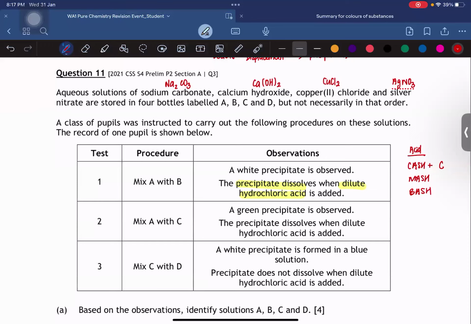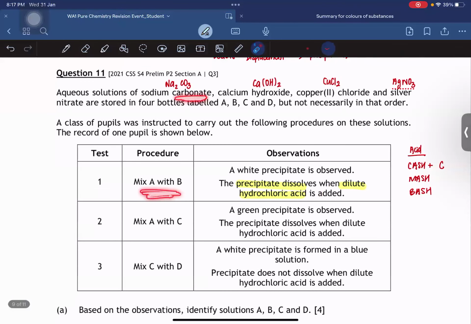Clear? Okay, so what kind of precipitate will react with your dilute hydrochloric acid? Does a base, metal or a carbonate sound like a precipitate to you? Either a base or a carbonate, correct? So most likely one of your mixtures here has a carbonate present, or a hydroxide present. That's how we recognize these two.